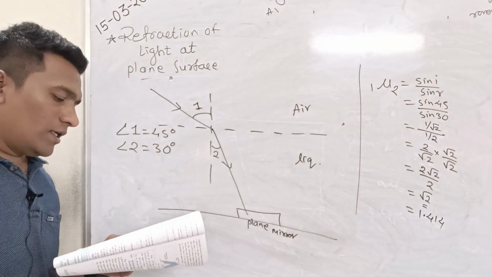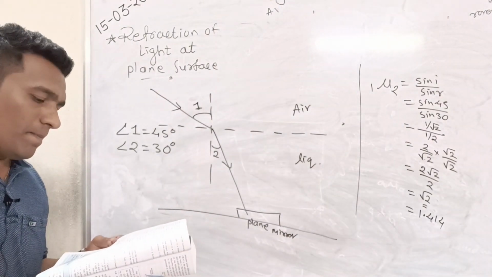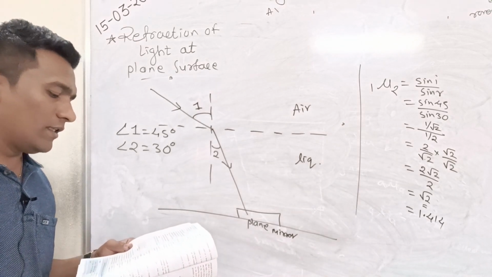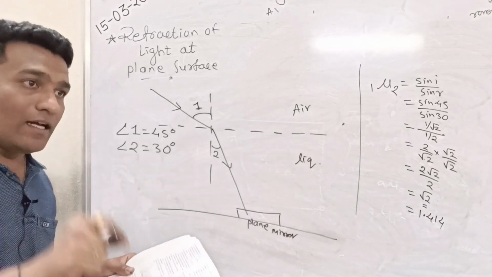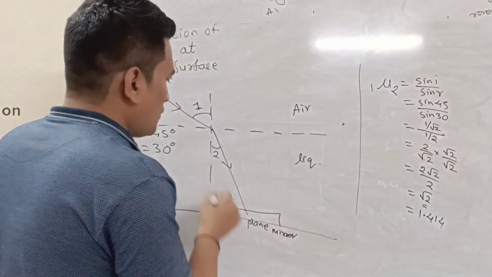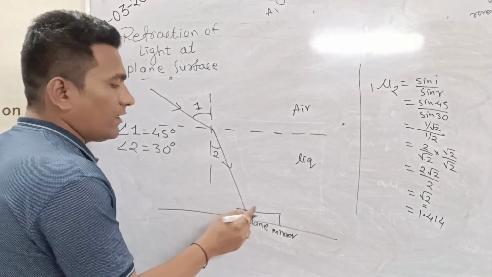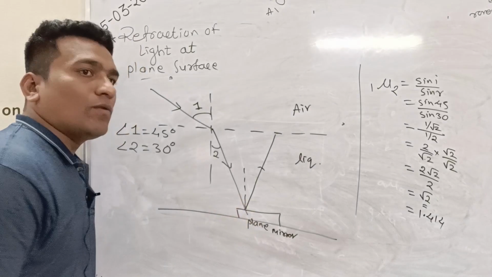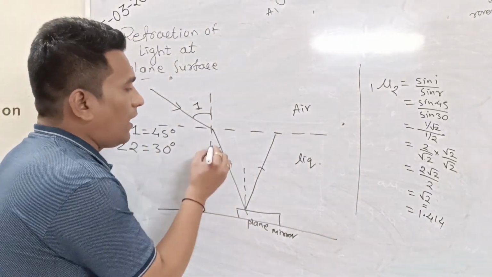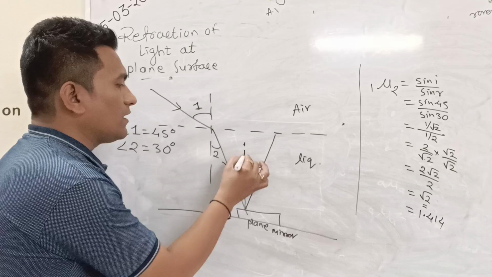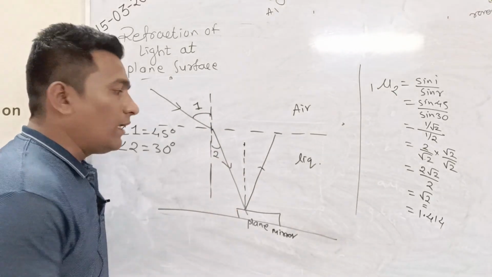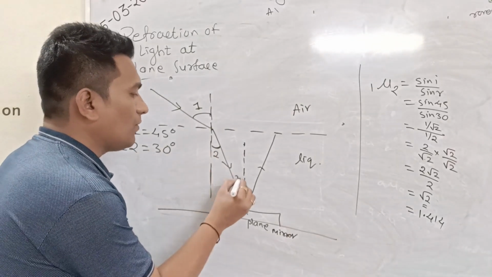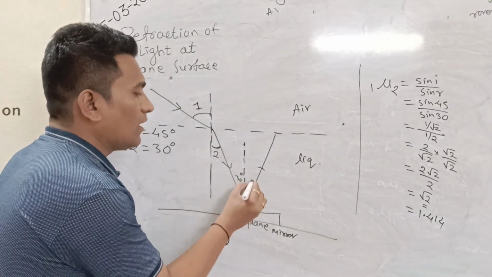Okay. Now the second question: show in the diagram the path of the ray after it strikes the mirror and re-enters the air. Mark in the diagram the angles wherever necessary. So if angle 2 is 30 degrees, this is a plane mirror, so it will reflect in such a way that the angle of incidence is equal to the angle of reflection. Now if I draw this normal, this normal and this normal will be parallel. So this angle and this angle should be the same. So angle 2 is 30, so this should be 30.